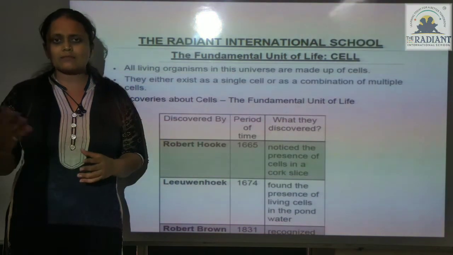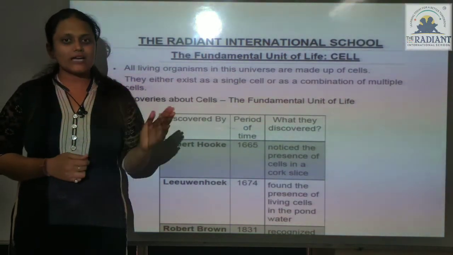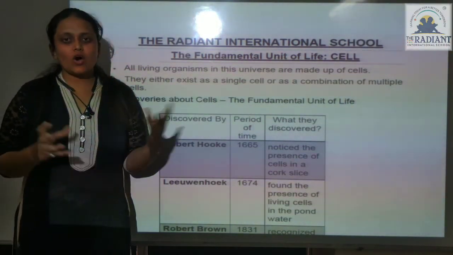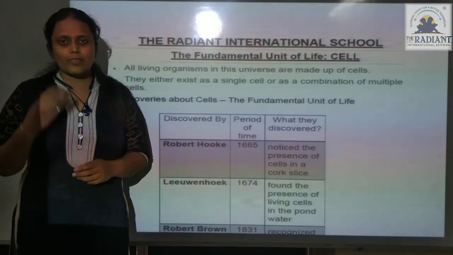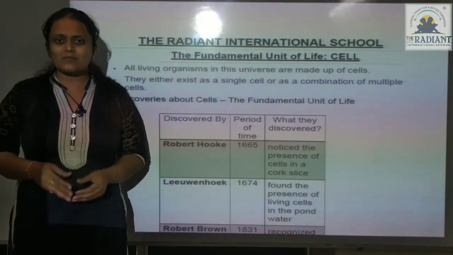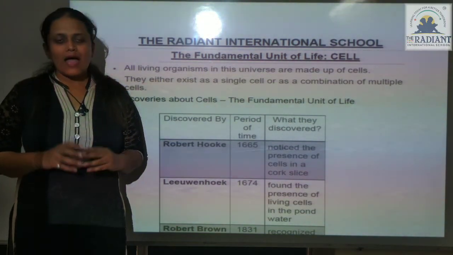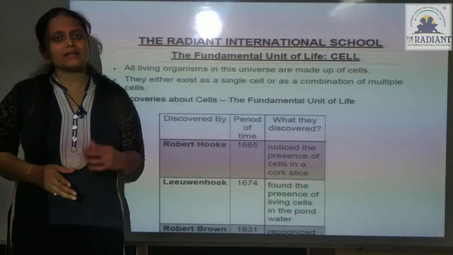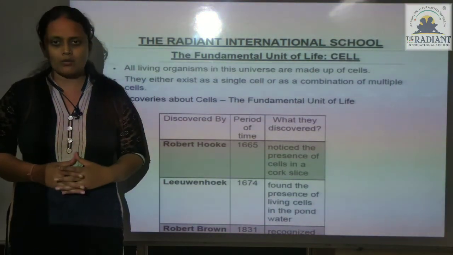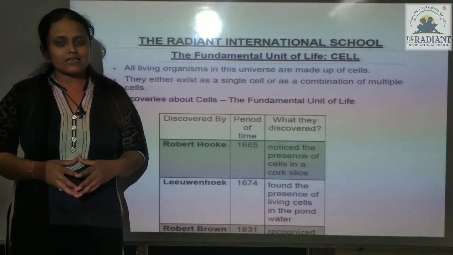Then we can come to the next category, that is the eukaryotic cells, who are seen as the organisms with a true nucleus. That means they are the organisms who have a well-defined nucleus and nuclear membrane. And the examples can be taken as the plants, the animals, and the fungi you see around. So here is the second category.